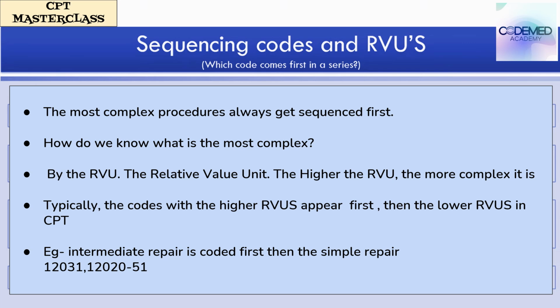It is as simple as that: a more complex procedure will have a higher RVU and a simple procedure will have a lesser RVU. Typically, the codes with a higher RVU appear first and then the lower RVUs in the CPT codes. Example, intermediate repair is coded first and then the simple repair.